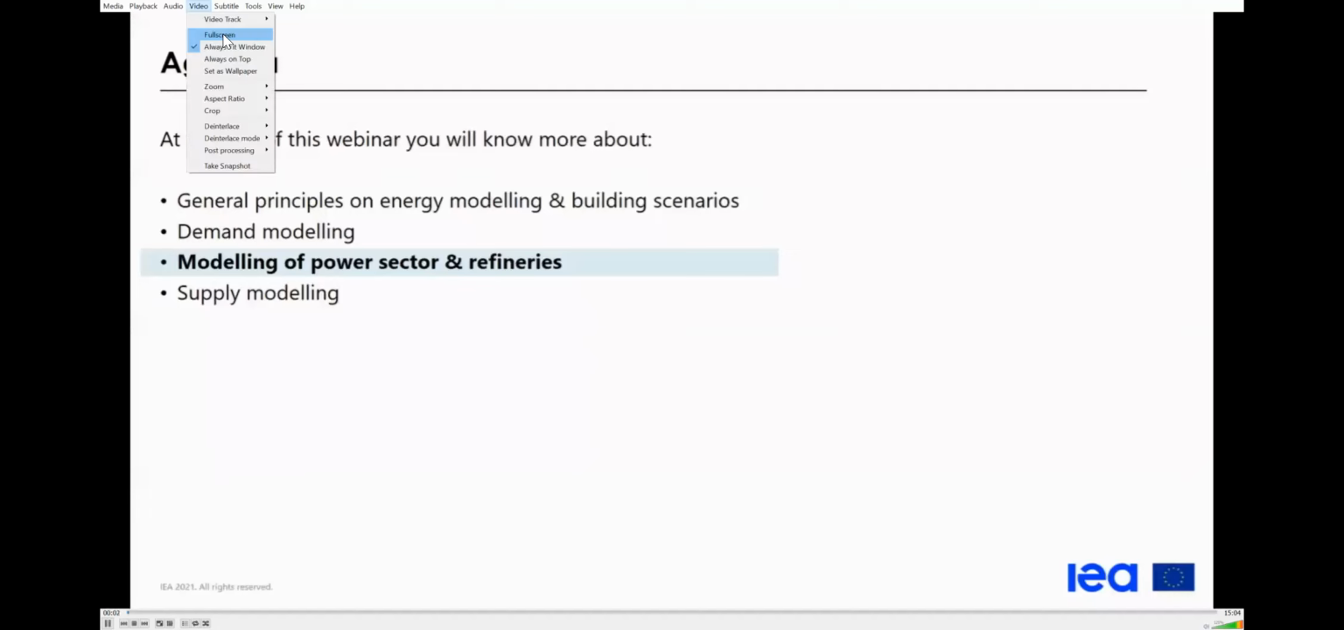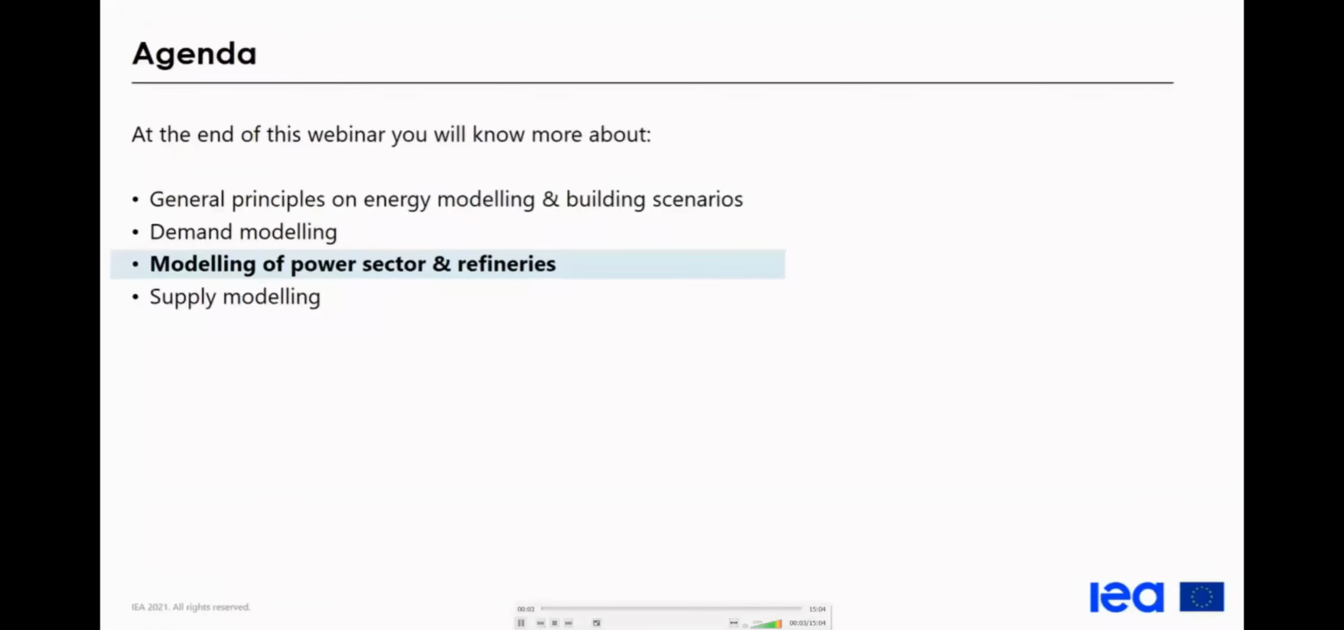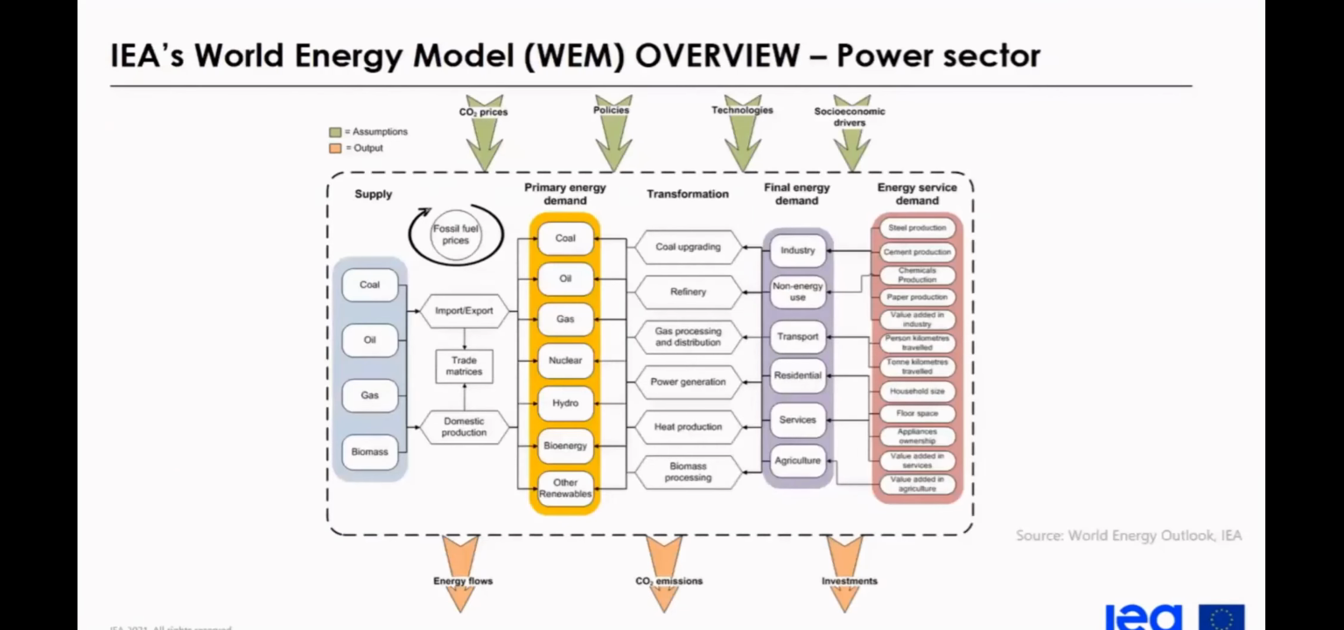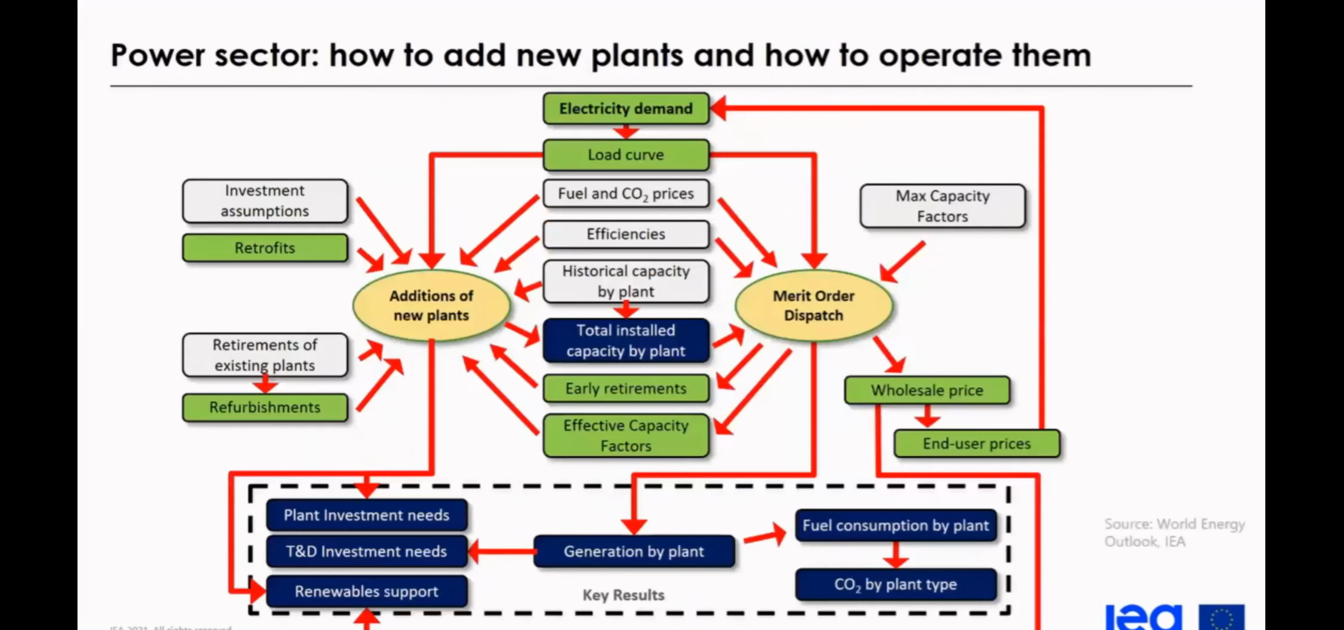In this section, we will present the energy modeling for the power sector and the refineries, so for transformation processes. In our world energy model simplified charts, we are at the central part looking at transformation for power generation, which is often associated with heat production, and looking at refinery. The power sector is very complex, and we will present this slide in more detail in dedicated sessions on modeling of the power sector.